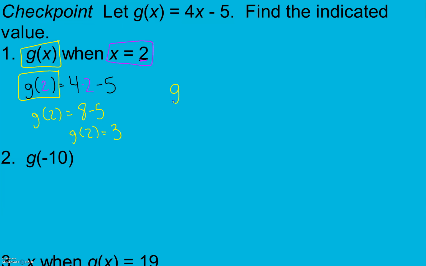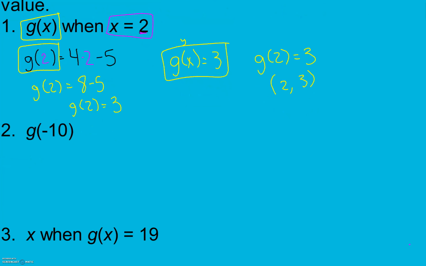So g of x equals 3. We could also say g of 2 equals 3 because that's the x value that I used there. And as an ordered pair, remember our x is 2, and g of x is just like a y. So here, that is a 3. Go ahead and try number 2 if you'd like.